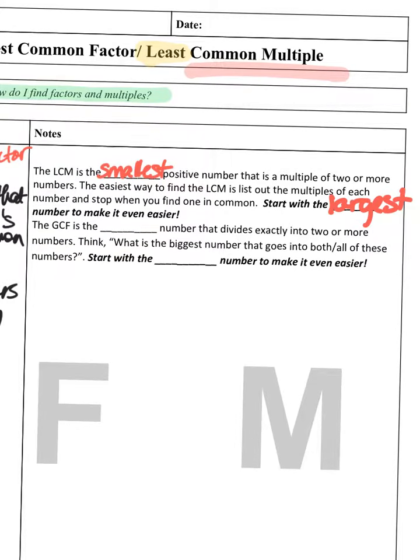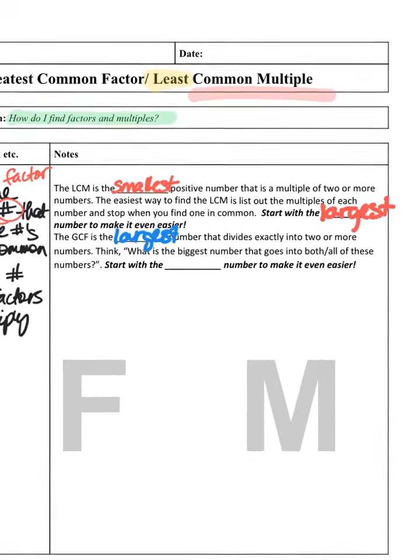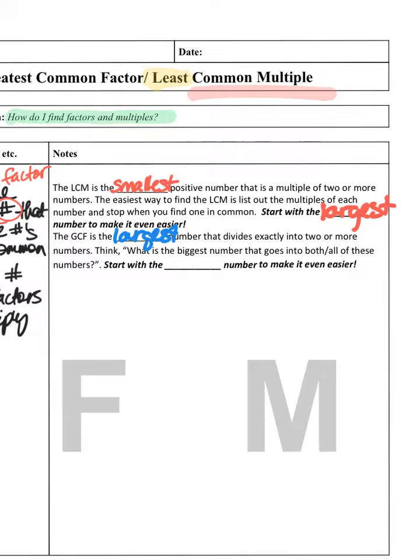The opposite of that, the greatest common factor, is the largest number that divides exactly into two or more numbers. Think, what is the biggest number that goes into both or all of these numbers? Start with the smallest number. Let's think about that for a second. One of the main reasons we're going to use this is that it will help you reduce fractions. It is by far the most common way you're going to apply greatest common factor and least common multiple, with fractions.